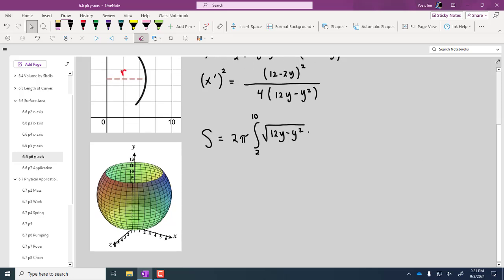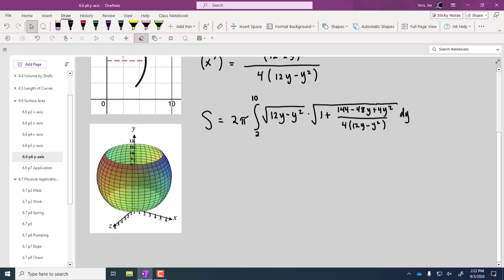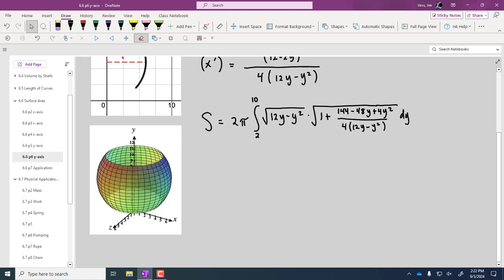Now we have the ds. So the ds, the arc length piece, is the square root of 1 plus the derivative squared. Ooh, we already have the derivative right here, derivative squared. So let's go ahead and FOIL out the numerator. We're going to have 144 minus 48y plus 4y squared, and we'll hope for some good cancellation. And that's all divided by 4 times 12y minus y squared, dy. So now we have the same situation we've seen a couple times. We have a pair of square roots that are being combined. To combine square roots, you distribute the inside. So we're going to have 2 pi integral 2 to 10.